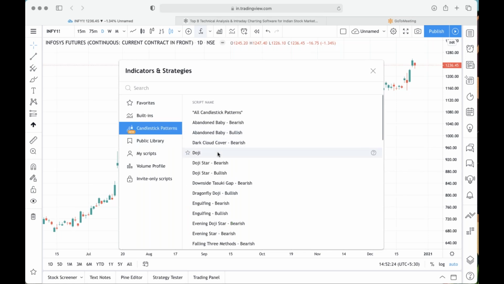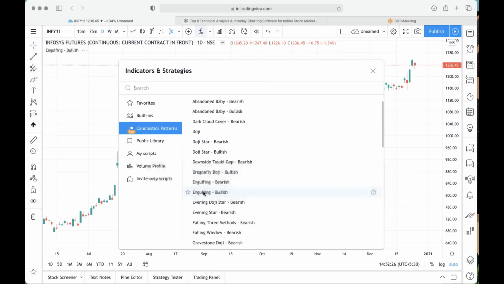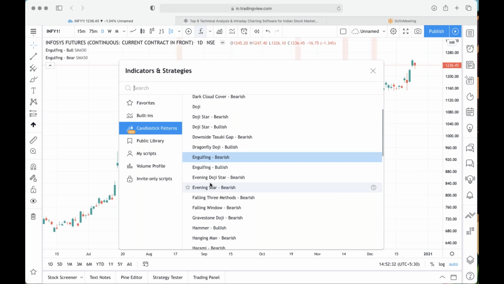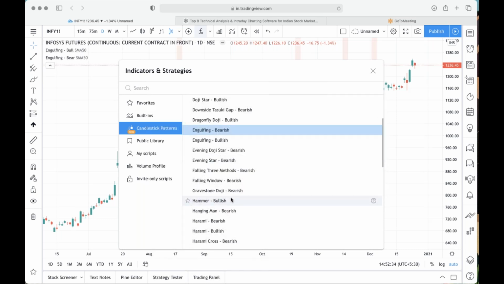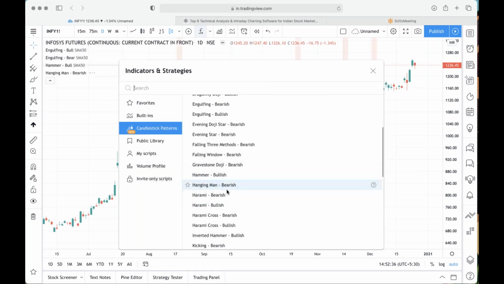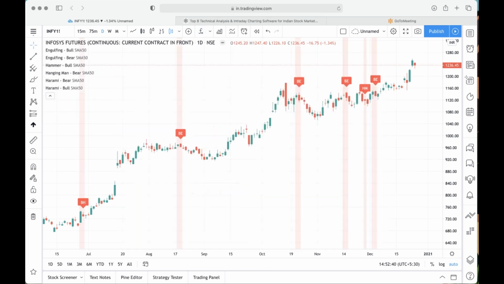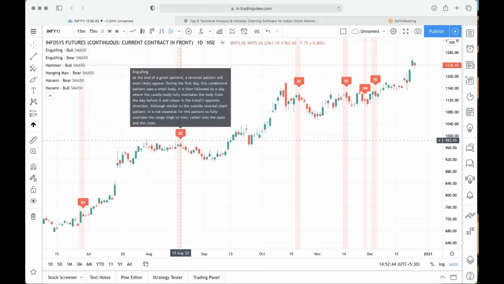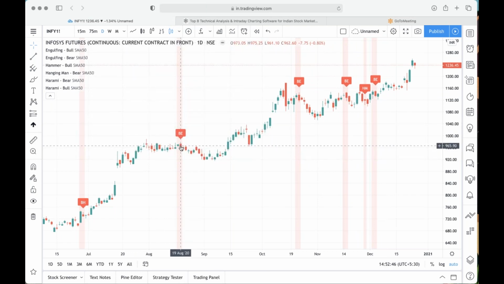And then let's say you click on engulfing bullish, and you click on engulfing bearish, and you click on hammer, hanging man, Harami bullish, Harami bearish, and you click all of them. So based on the understanding of the charts, they will have it.